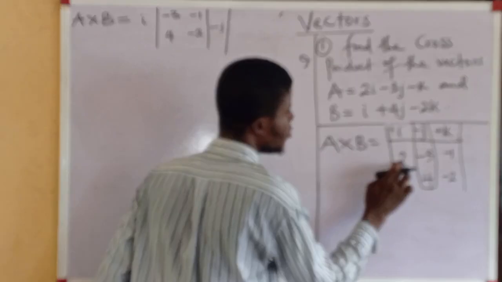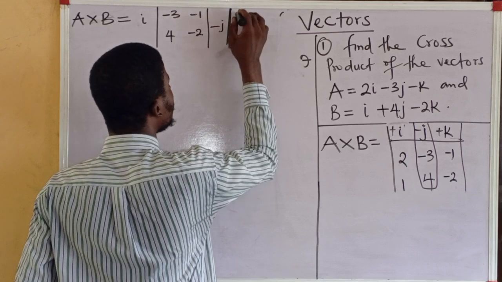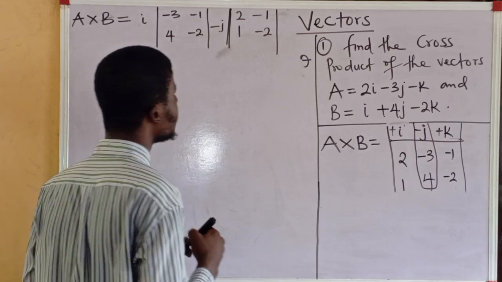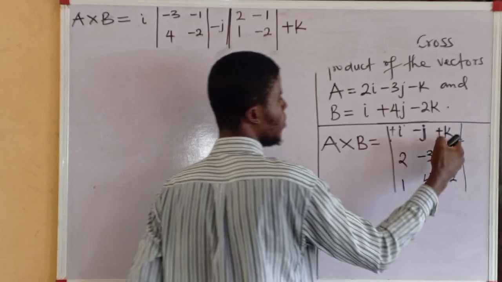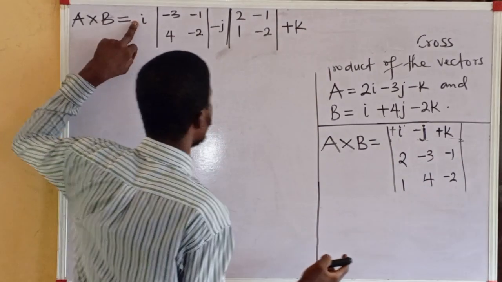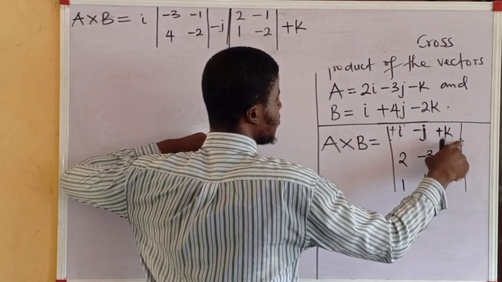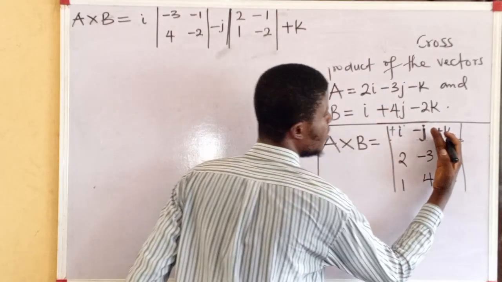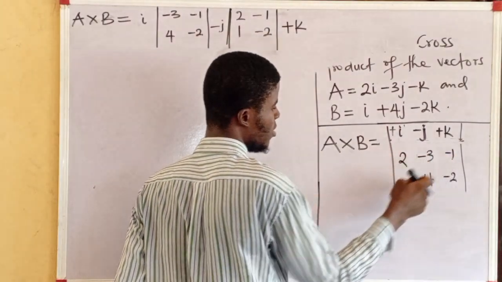Then the remaining entries, 2 minus 1, 1 minus 2. So plus k is positive there. Take note, plus minus plus, minus plus minus, plus minus plus. That's how it is plus here, minus here, and plus here. K is in the first row and the third column, so eliminate the first row and the third column. The entries that are left, 2 minus 3, 1, 4.